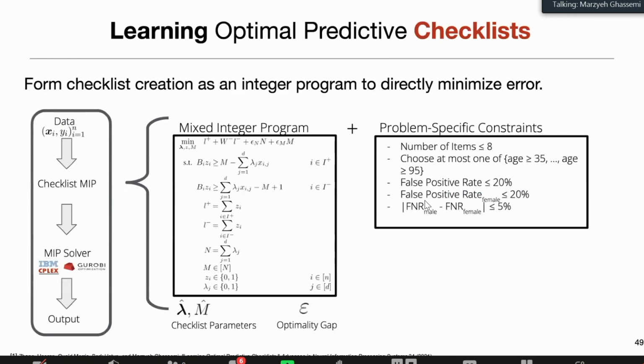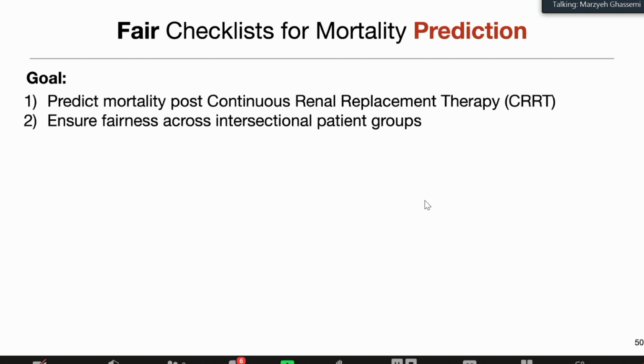And so we decided to try learning optimal predictive checklists, where you say, I want to directly try to optimize the checklist that should predict this thing at the highest accuracy possible. But we also wanted to be able to include fairness constraints, because let's say we're trying to predict something like mortality after getting a treatment like CRRT in the ICU. We don't want it to falsely positively predict you'll die more often for Black women than white men, because then those people would be denied treatment.